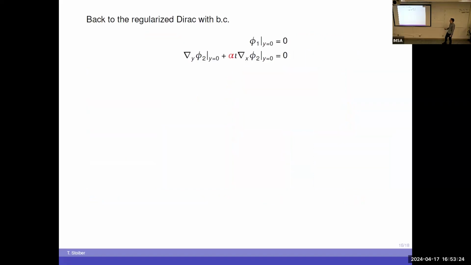Okay, so now we are almost done, but there's one problem left, which is that I've told you now that basically the number of edge modes more or less depends completely on what you choose as boundary condition.